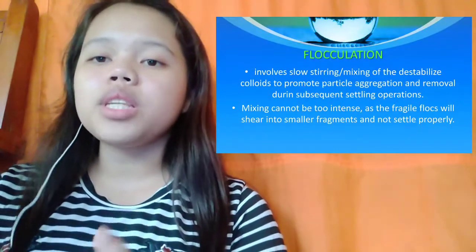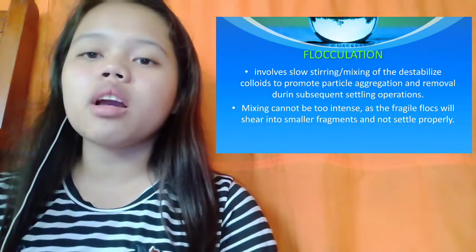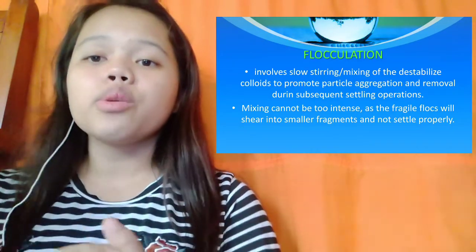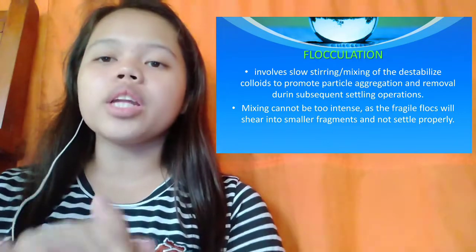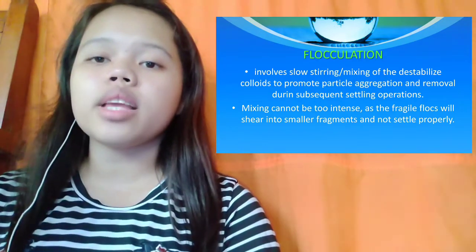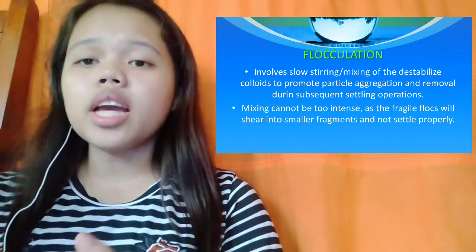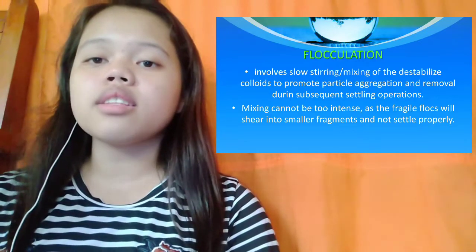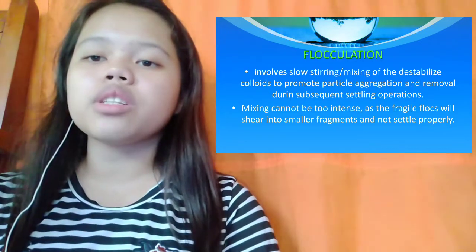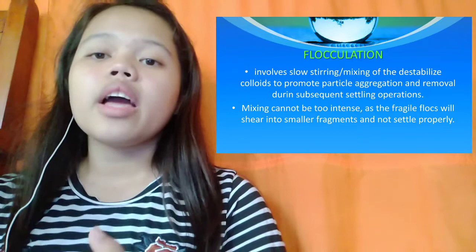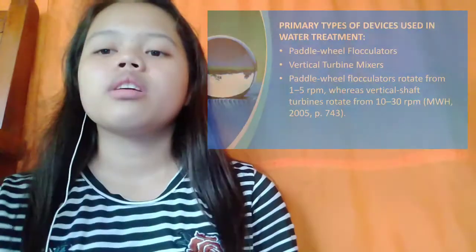Flocculation involves slow stirring or mixing of the destabilized colloids to promote particle aggregation and removal during subsequent settling operations. Mixing cannot be too intense, as the fragile flocs will shear into small fragments and not settle properly.